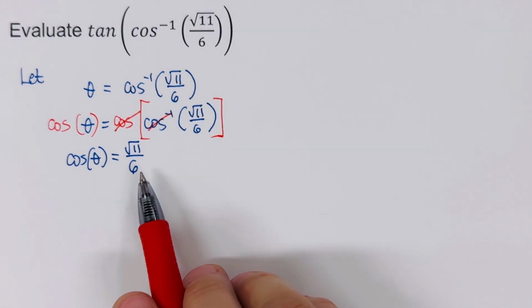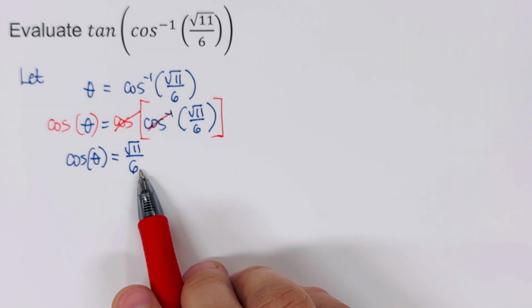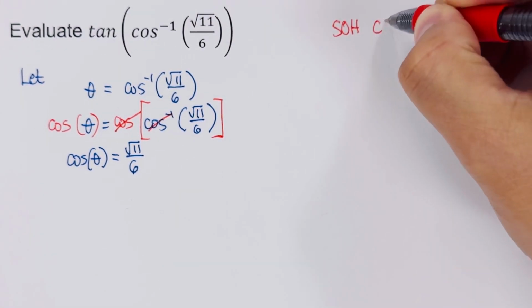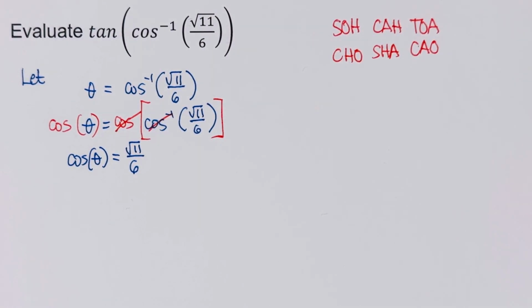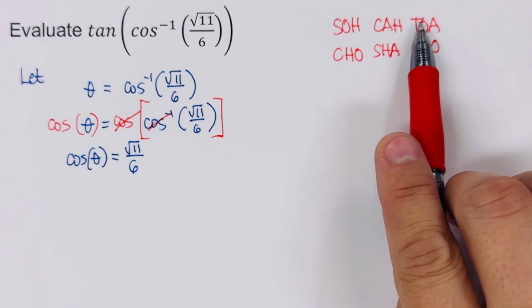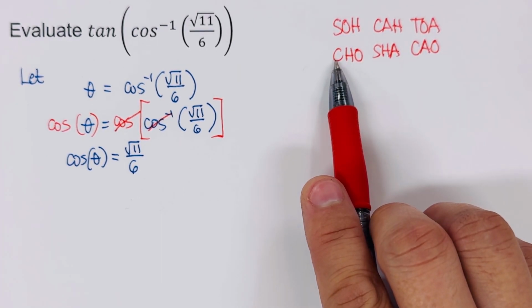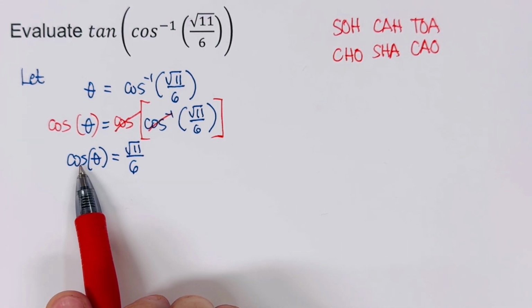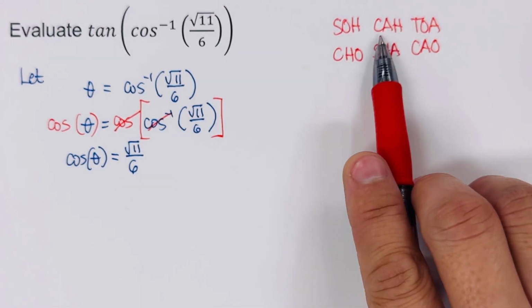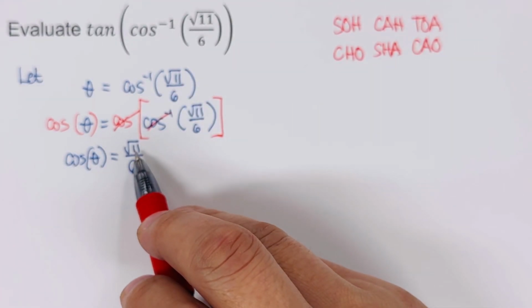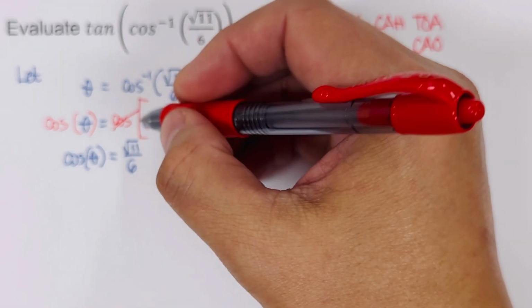Now we're going to label this square root of 11 over 6 with respect to the angle theta. In here, we're going to use the acronym SOHCAHTOA CAUSHACHO. So this acronym stands for sine, cosine, tangent, cotangent, secant, and cosecant. Since we're looking for cosine here, we are going to use this acronym. So this is adjacent over hypotenuse. So square root of 11 is the adjacent, 6 is the hypotenuse.